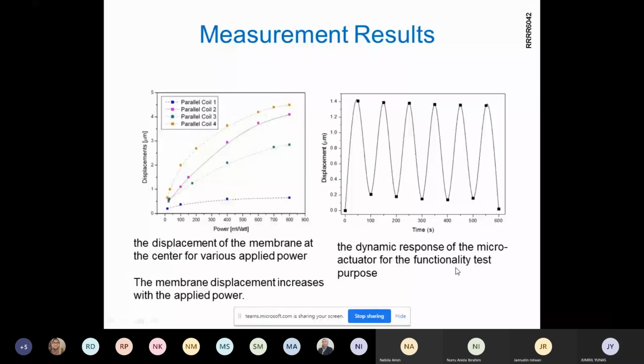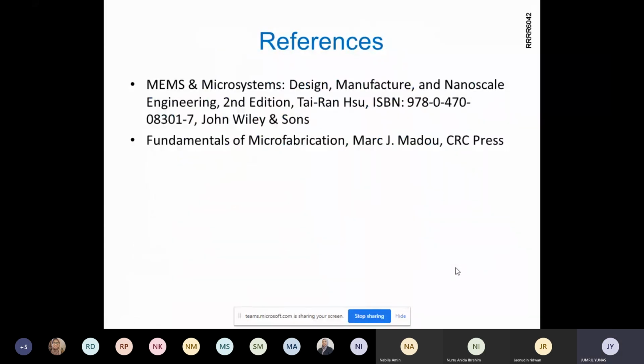Okay, that's all my lecture today. If you want to know more about MEMS, you can refer to this book, Design, Manufacture, and Scale by Tai-Ran Hsu, or Fundamentals of Microfabrication by Marc Madou. Okay, thank you very much. Assalamualaikum. If you have any question, please.